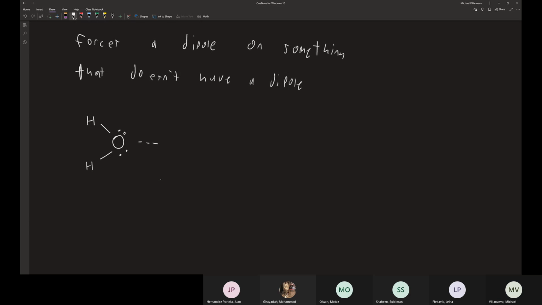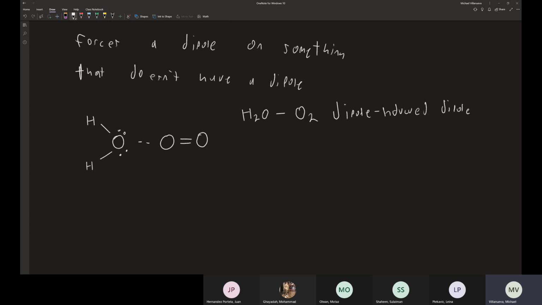So a dipole induced dipole would be something between, say, for instance, oxygen, O2. So H2O and O2, dipole induced dipole. So, question, is O2 a polar molecule? Does it have a dipole?